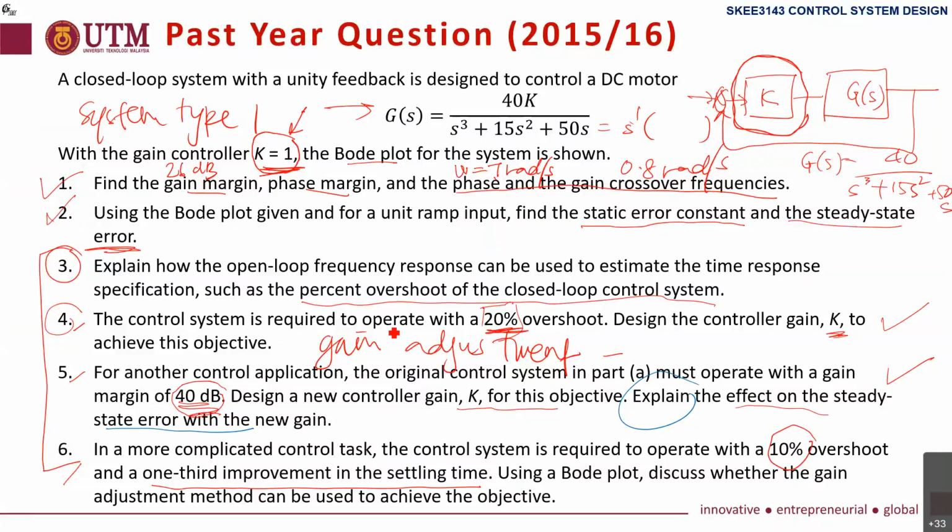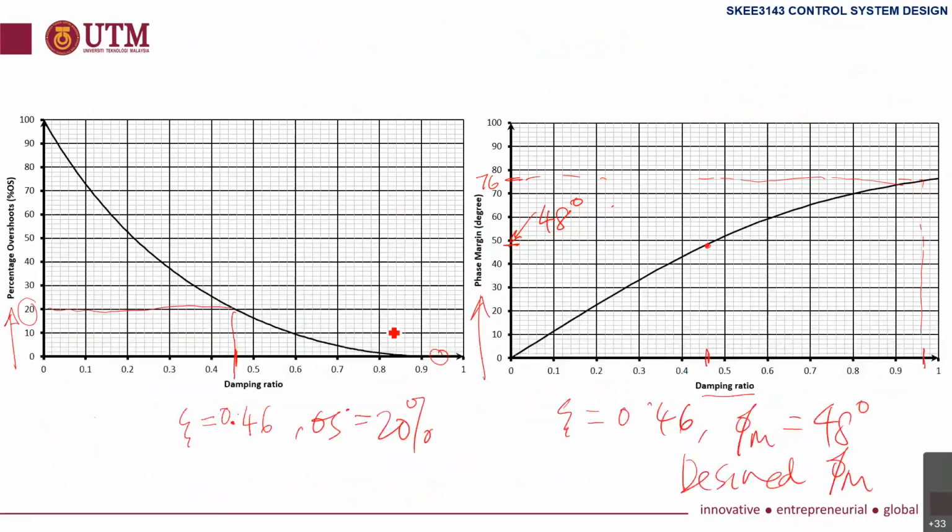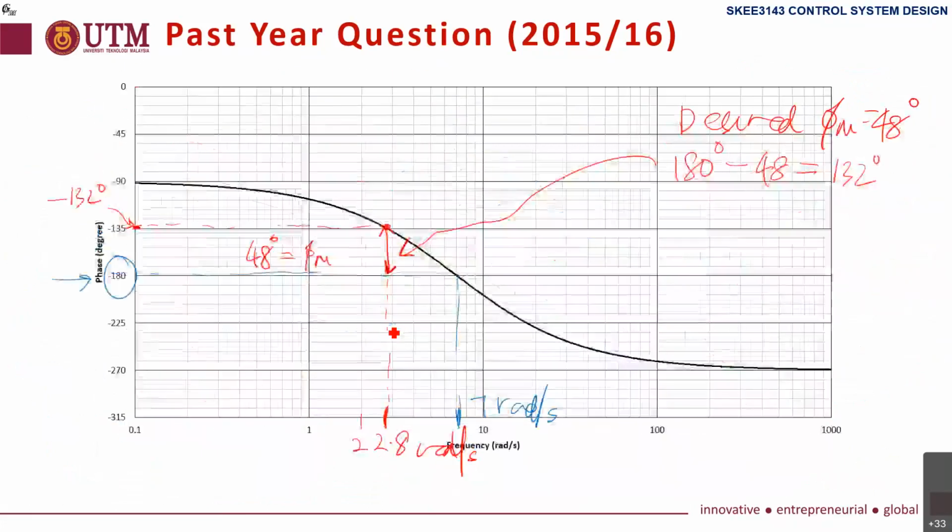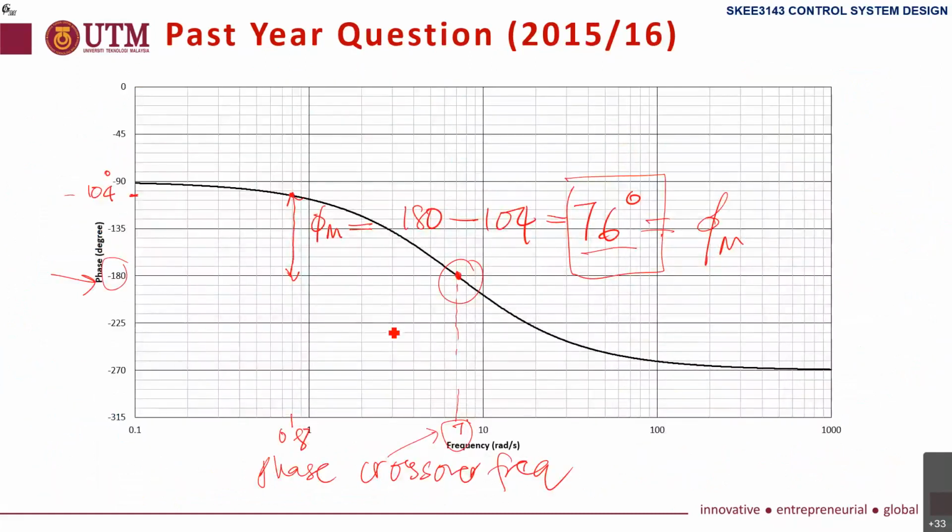Any question on this before we proceed to another controller? Any question regarding this example? Can you understand?